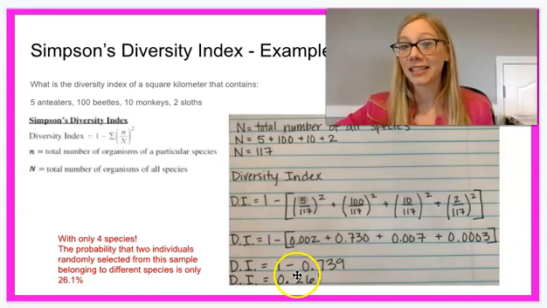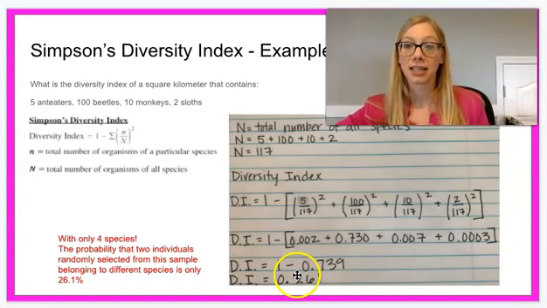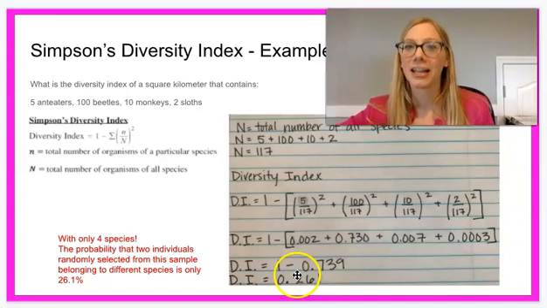So that is Simpson's diversity index. It gives us a way to quantitatively discuss the biodiversity in a given area, and I hope that was helpful.